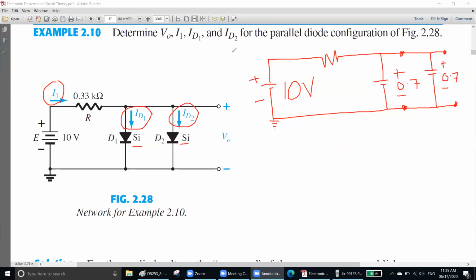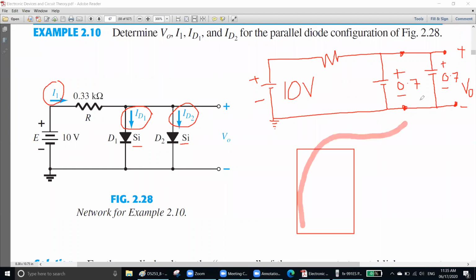Now, if you want to measure the voltage of these two points, the plus and minus VO, right? This is the VO. So you need a multimeter. Take the plus pin here, and take the minus pin to the minus. So what you are actually measuring? You are actually measuring these 0.7, right? Because they are parallel. So your output will be 0.7. Your VO will be 0.7. Understood? Pretty simple.